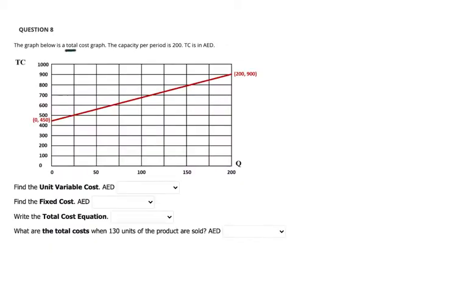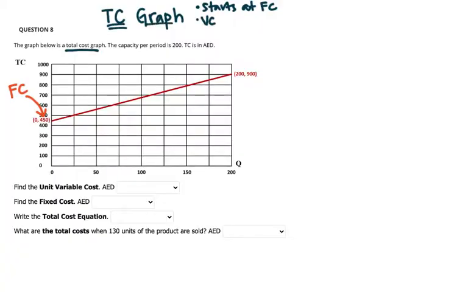Okay, looking at this question, they tell us it's a cost graph, but I should know that just by looking, even if they didn't tell us. Why? Because the total cost graph starts at the fixed cost. It doesn't start at 0, so I can tell you right now that's the fixed cost right there. And in addition, if we want to find the variable cost, all we need to do is find the slope of the total cost graph. So, in fact, the first thing they want us to do is the variable cost. So we'll find the slope.